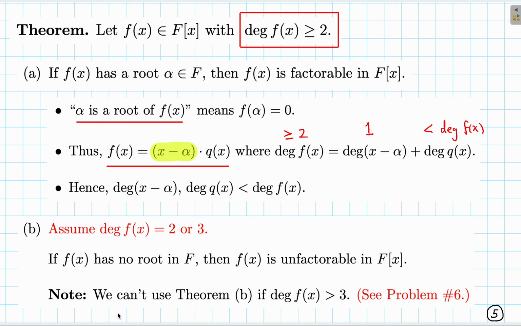We cannot use part B of this theorem if the degree is greater than 3, as we saw in problem 6 of today's classwork. And in the next slide, we will discuss the proof of part B of this theorem.